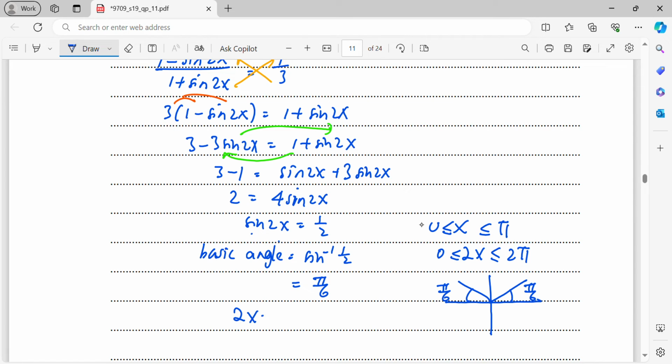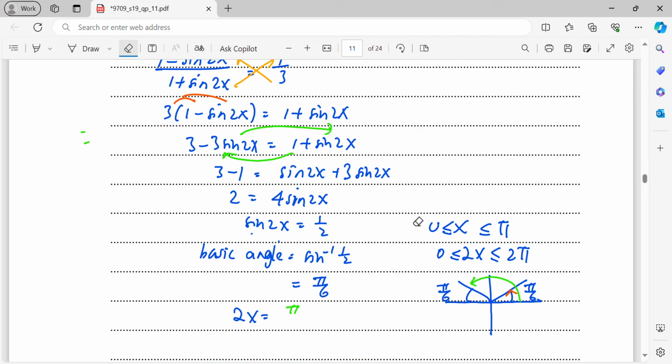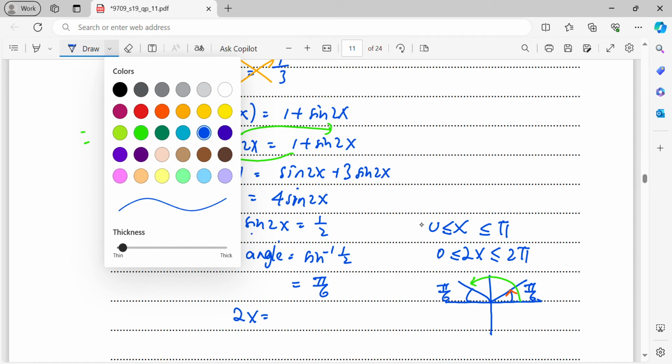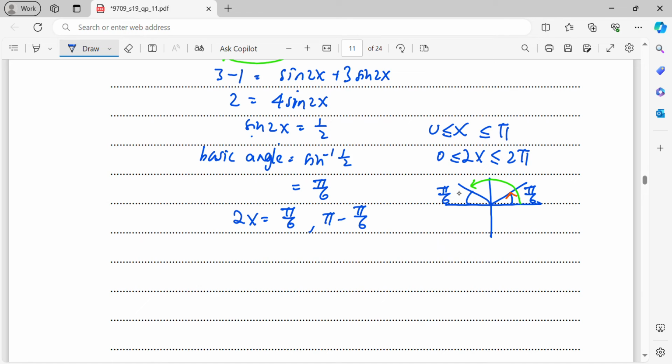Now, my 2x, by looking at the quadrant, first angle pi over 6, second angle is this green color. Therefore, I will write pi over 6, and the other one is going to be pi minus pi over 6. Okay, because one horizontal line is pi. Therefore, I will be getting pi over 6 and 5 over 6 pi. Hence, my x is just divided by 2. That will be pi over 12 and 5 over 12 pi. So, done for this question.